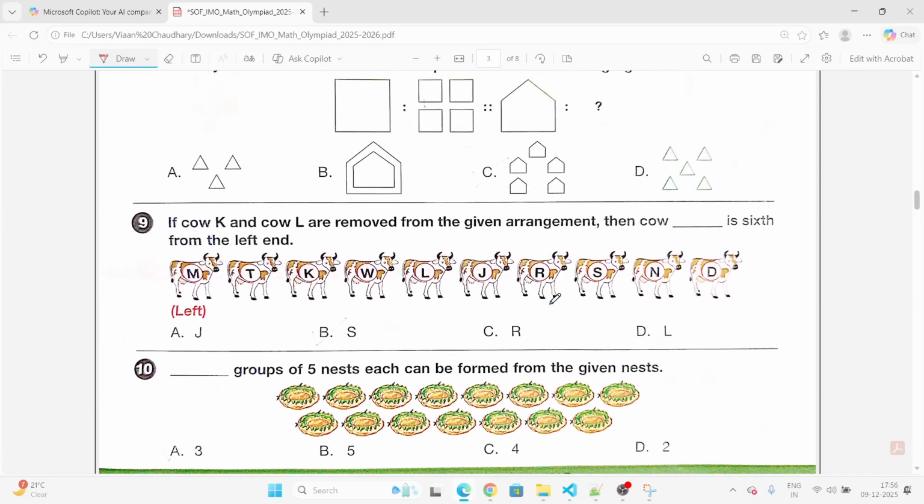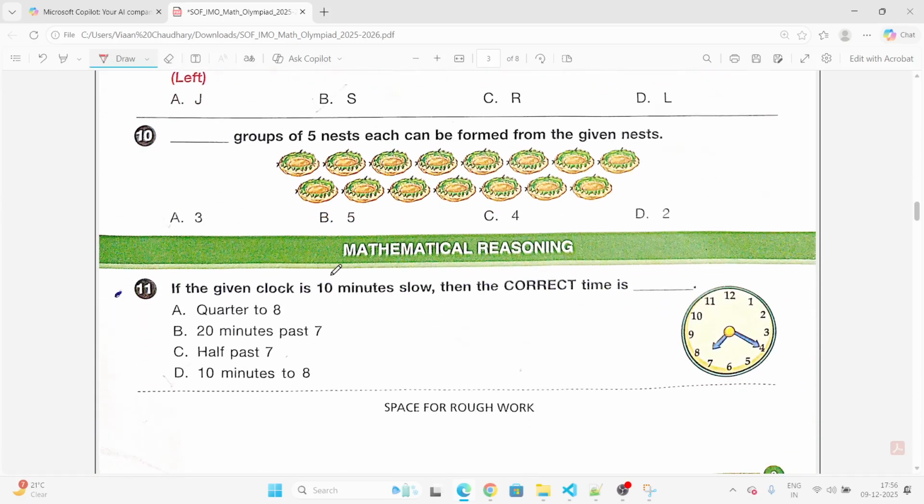So guys, we have covered the logical reasoning in this video. We will be back in the next section, which is mathematical reasoning.